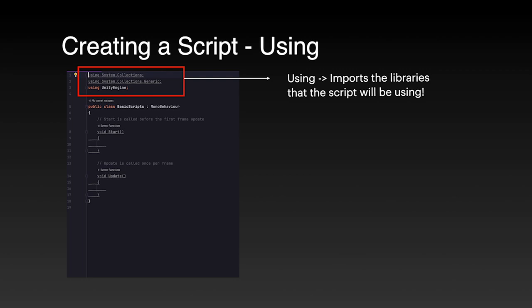For example, using UnityEngine means that from this library, UnityEngine, we are going to use things inside this script. Each script contains one class. So, public class BasicScripts. This name, BasicScripts, will be the same as the name of the file. So those two need to be the same, and one script has one class.